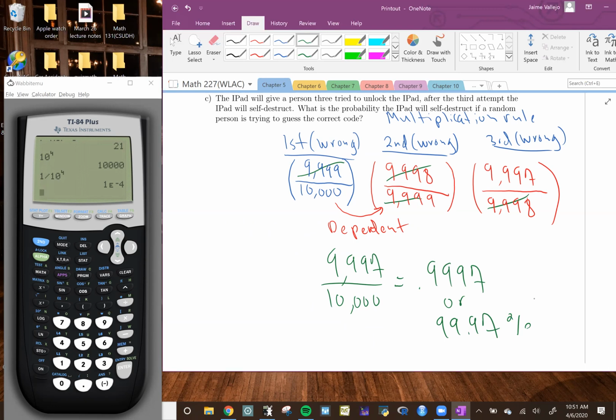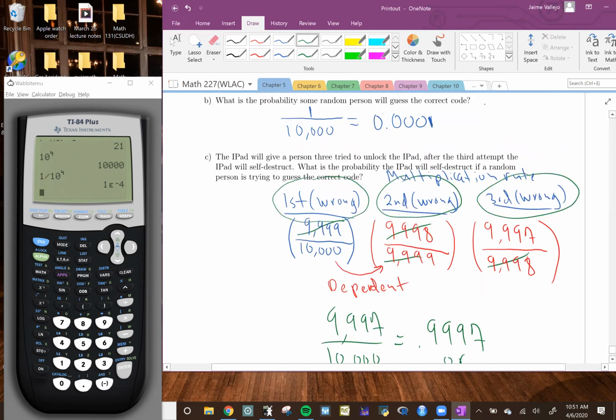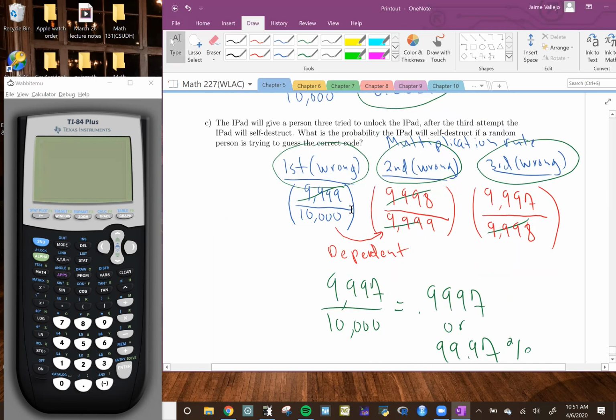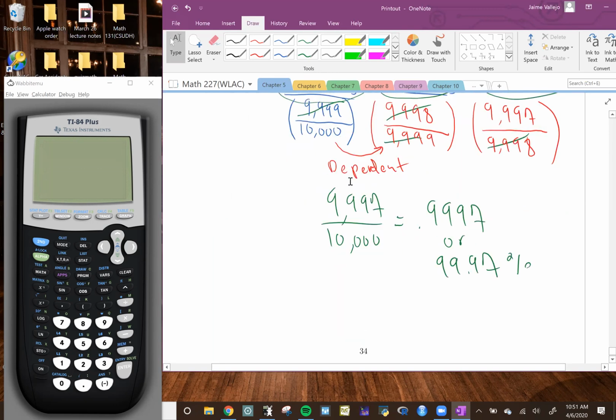So that's kind of like a combination of what we just learned and the multiplication rule. The reason why we're using the multiplication rule is because we're making multiple attempts at trying to open this iPad. If I just wanted to know the probability of one random guess, you'd do that. But since we're doing multiple selections, you want to multiply them out. All right, but that's it for chapter 5. Any question in regard to chapter 5?